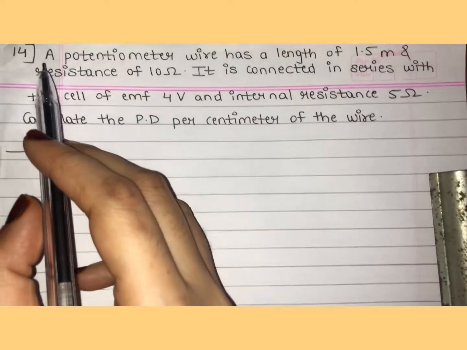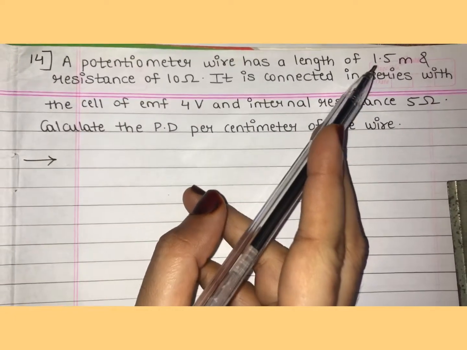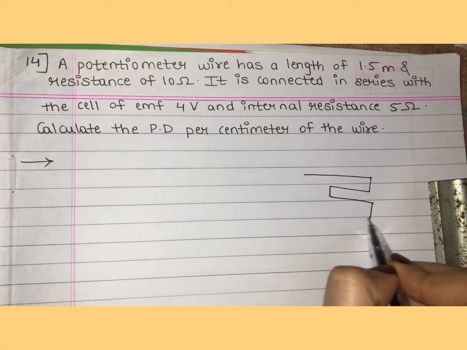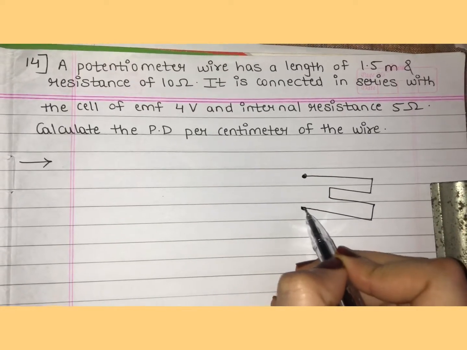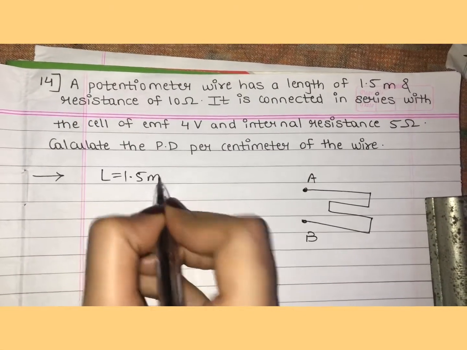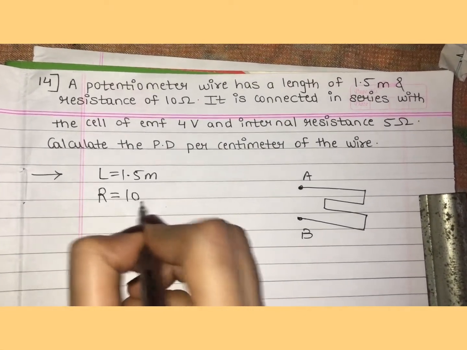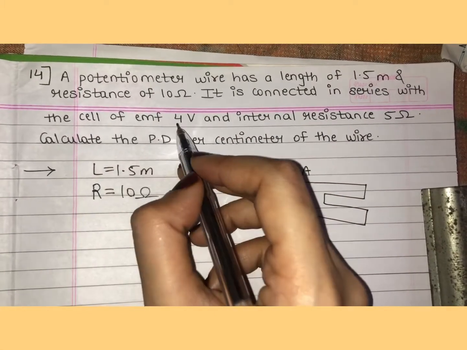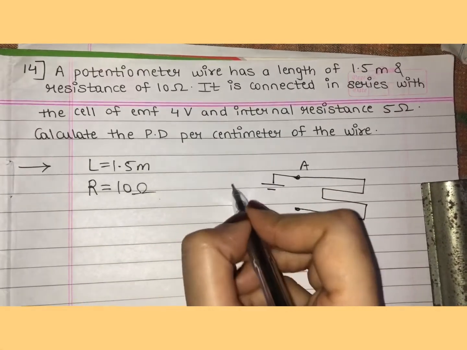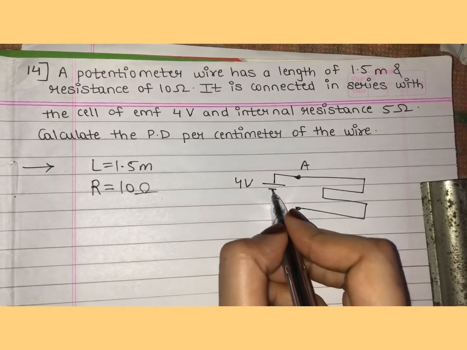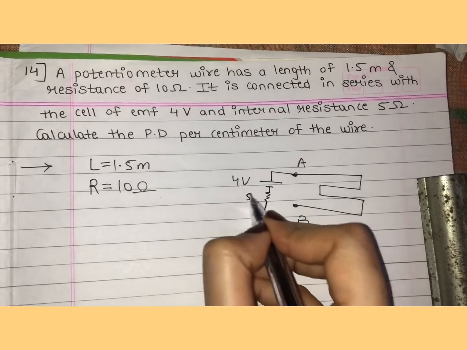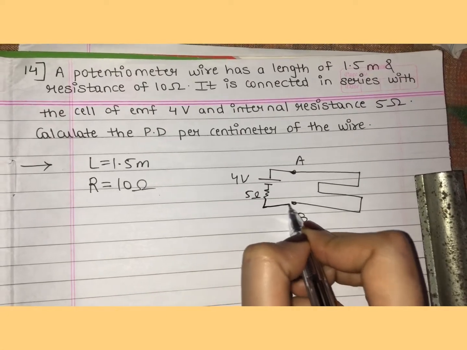Okay, starting with numerical number 14: a potentiometer wire has a length of 1.5 meter and resistance of 10 ohm. So if this is your potentiometer wire from A to B, it has length 1.5 meter and resistance 10 ohm. It is connected in series with a cell of EMF 4 volt and internal resistance 5 ohm. This is the internal resistance, and then I can connect this part to this.